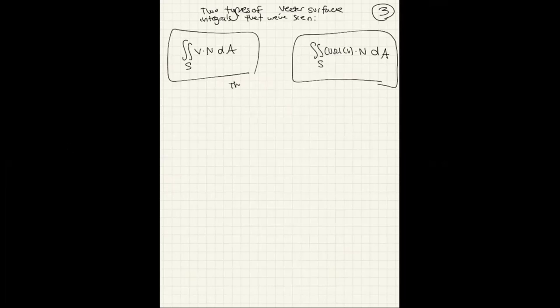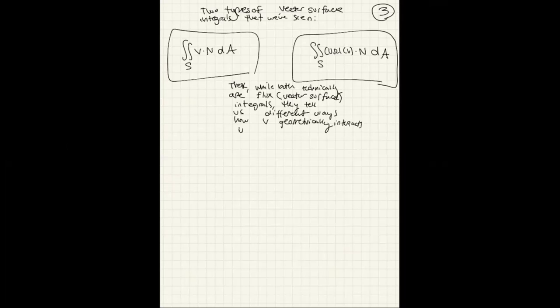So these, while both technically flux or vector surface integrals, tell us different ways how V geometrically interacts with the surface S.